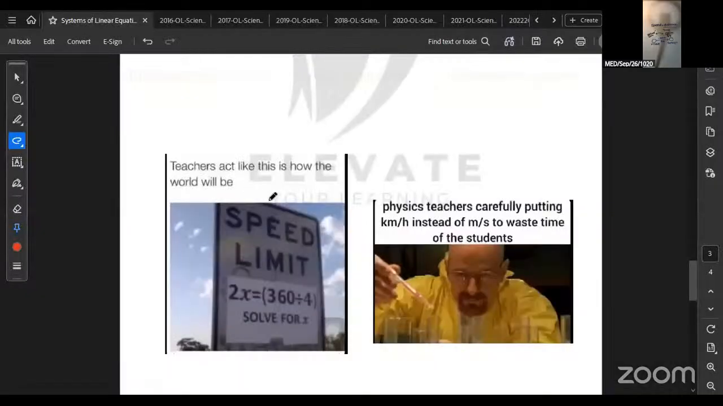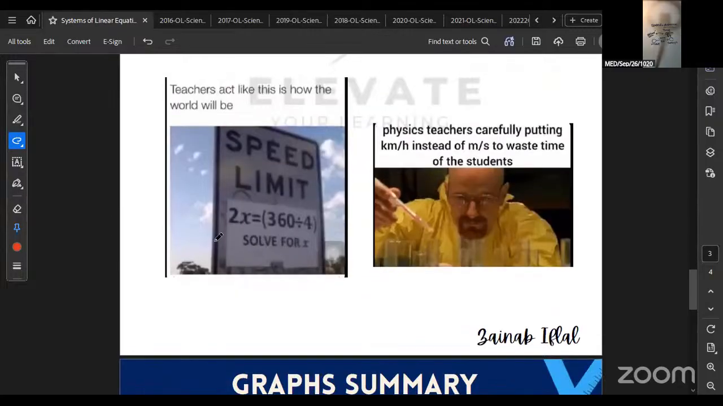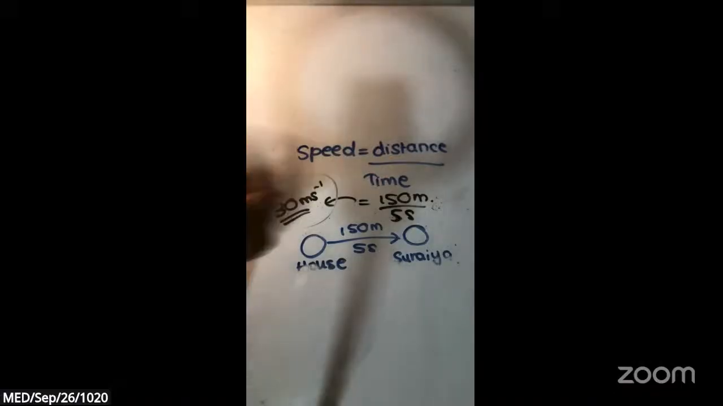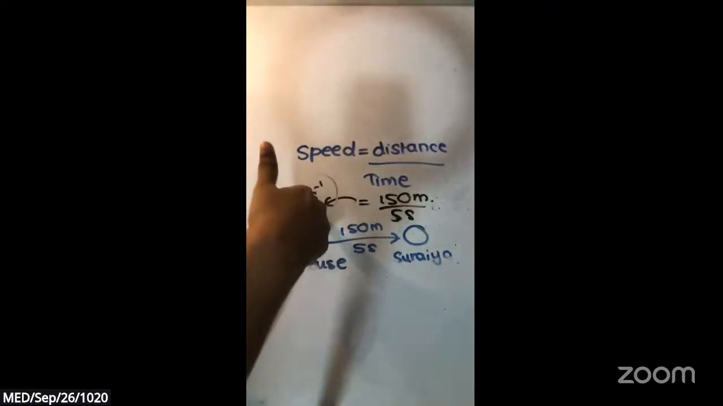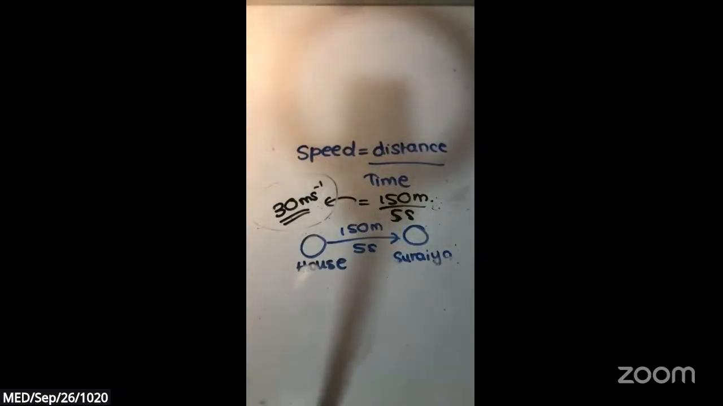Yeah, teachers act like this is how the world will be, right? Finding the speed, you have to solve and find it. Right now I'm showing you, as a teacher, how to find the speed. But in real life, we don't really calculate the speed. It's just there, right? But somehow we have to study it, whether you like it or not. So basically, this is how you find the speed: 150 meters divided by 5 seconds, and then you get this. This is the speed, right? So we will do questions about this, okay?